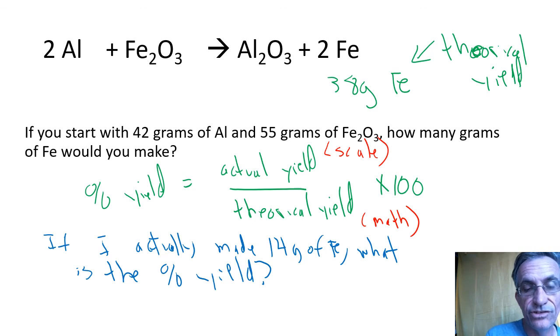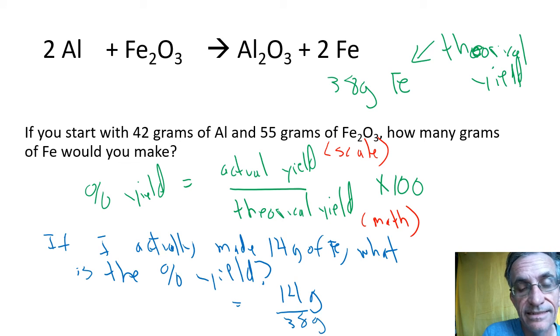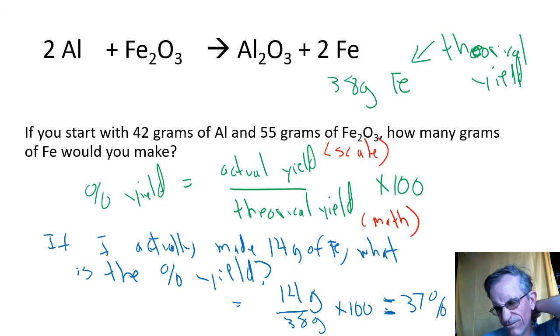All right, so the way you would do that is you would take the 14 grams and divide by how much I think I'm supposed to make, 38 grams, and you times it by 100. If you work it out, let me check my notes there. I got 37%. So that would tell me I only got about a third of what I was expecting, 37%. All right, for example.